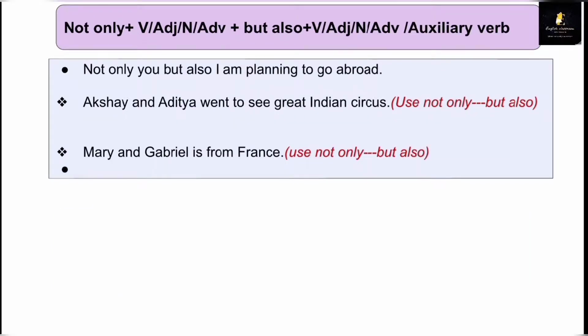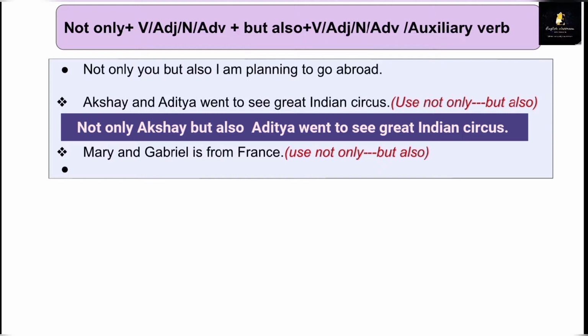And our last type is where we can use not only at the starting of the sentence. Not only you but also I am planning to go abroad. Here you and I, these pronouns are joined with the help of not only but also. Akshay and Aditya went to see Great Indian Circus. Only one sentence is there. Their conjunction used is and, and with this and two nouns are joined. So we can use here not only but also. Not only Akshay but also Aditya went to see Great Indian Circus.